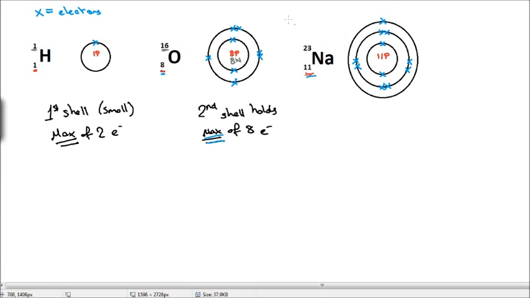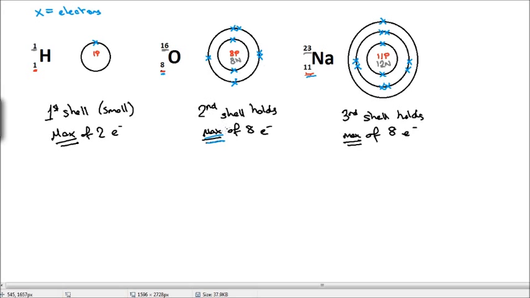So that's sodium. Now, I've got 23 things in the nucleus there. 11 of those are protons. So the remaining number must be neutrons. So in this case, we've got 12 neutrons. So don't always just assume that the number of neutrons equals the number of protons in the nucleus, because they don't. So this third shell holds, again, a maximum of 8 electrons, and I doubt you'd be asked to draw anything bigger than 3 shells.